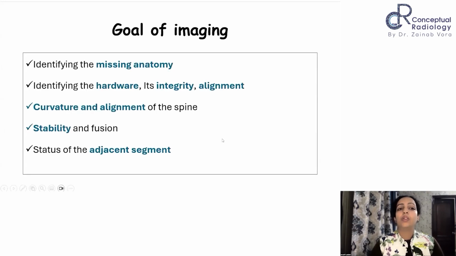So what is our goal of imaging? First of all, identifying what is not there, what has been operated, which part of it has been removed, right? The second thing is something which has been repaired and something which has been put in. Something like identifying the hardware, the integrity of the hardware, and the alignment of the hardware. This is something which is very important. It starts as soon as a baseline imaging and shall be done even when the patient is symptomatic or asymptomatic.